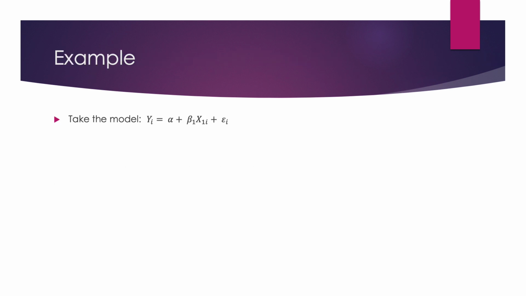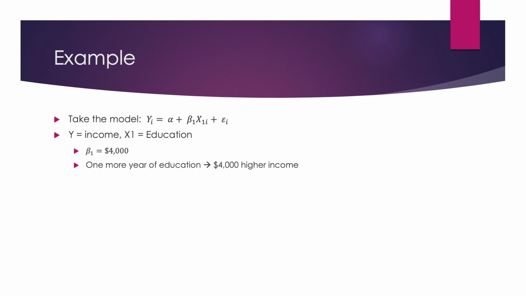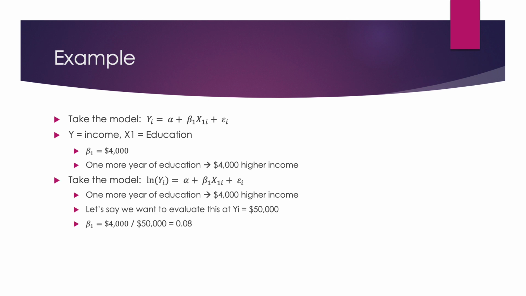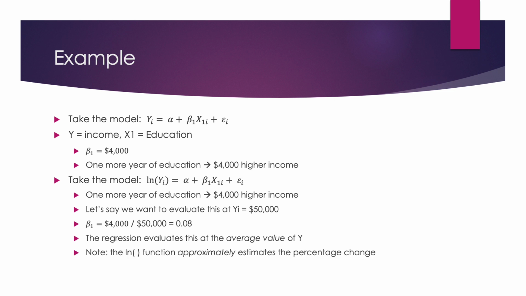But first, as an example, take our model here, where y is income and x1 is education. Our beta 1 value is about $4,000, and this indicates that one more year of education leads to a $4,000 increase in income. Now, let's say we want to evaluate this if our income is $50,000. If our beta 1 is $4,000 divided by $50,000, we end up with a value of 0.08, or 8%.